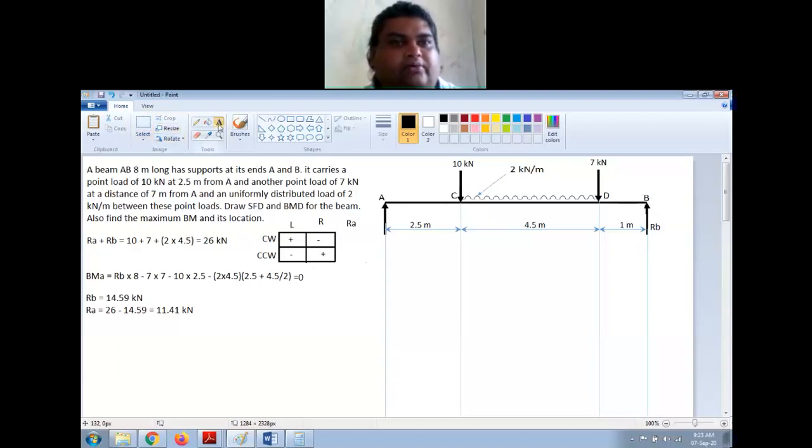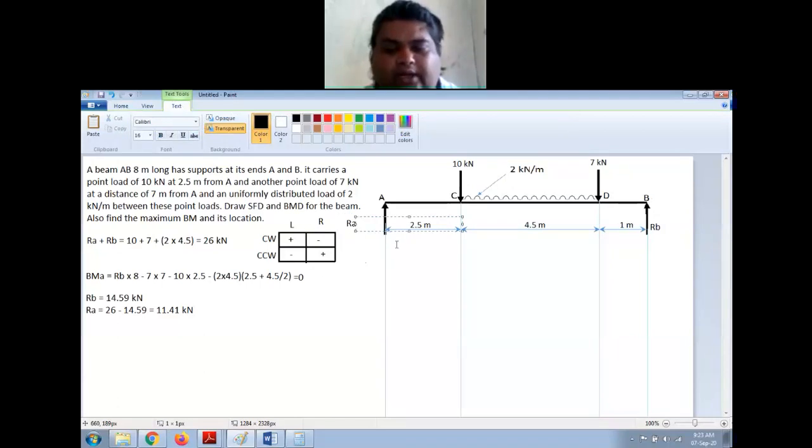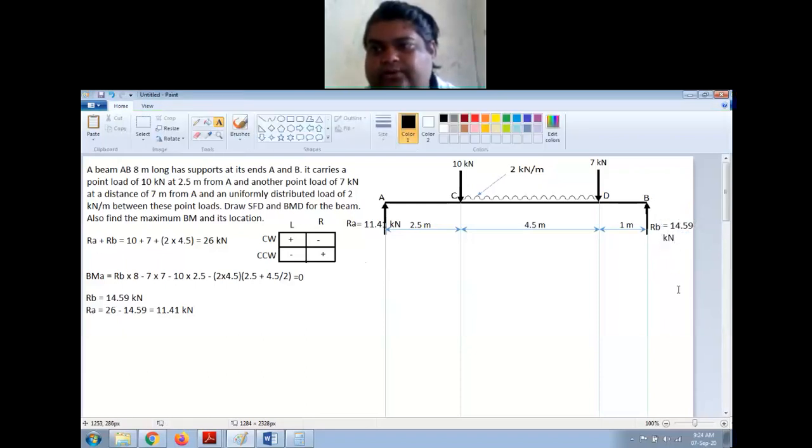Now I will just put the values here. RA is equal to 11.41 kilonewton and RB is equal to 14.59 kilonewton. Okay, so I have this.